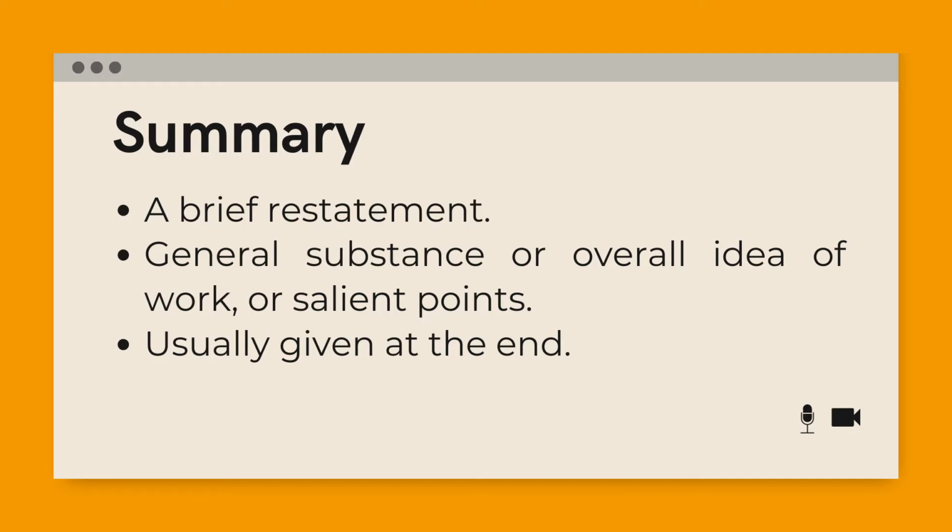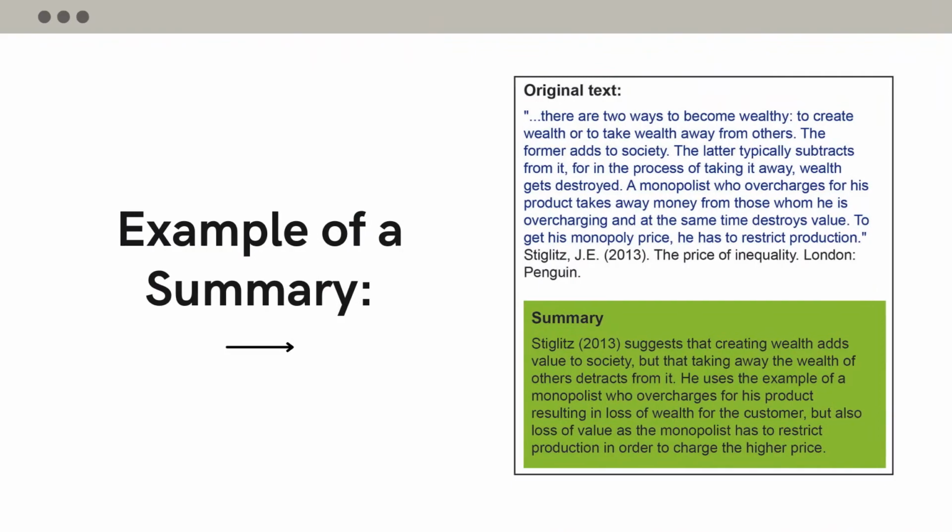Third is the summary. The summary is a brief statement expressing the general substance or overall idea of a work, or its salient points. It goes over its main points, findings, and conclusions. A summary is usually given at the end. Here is one example of a summary.